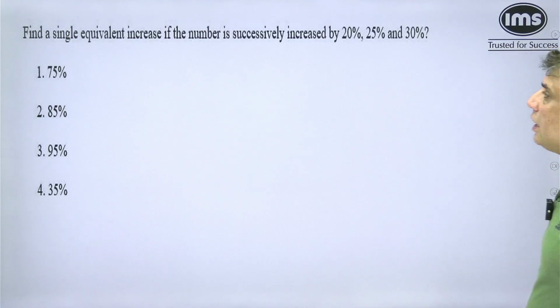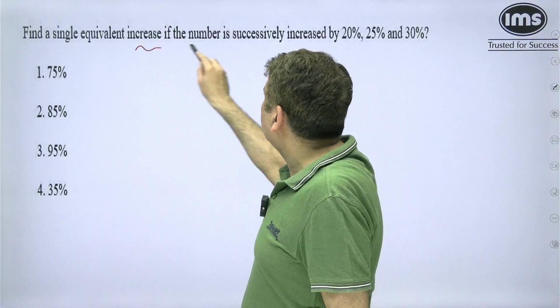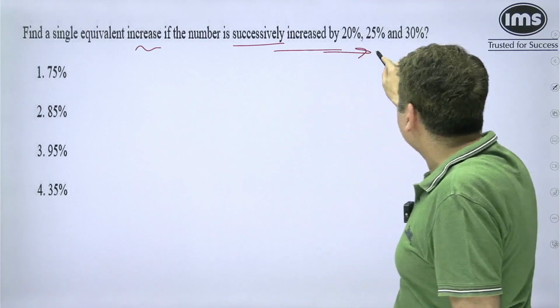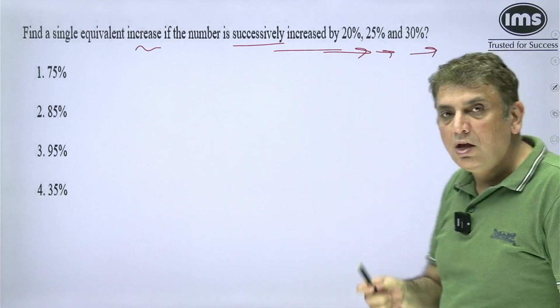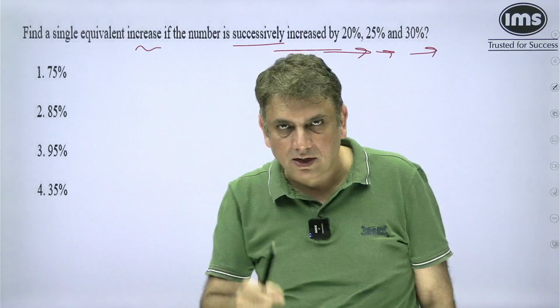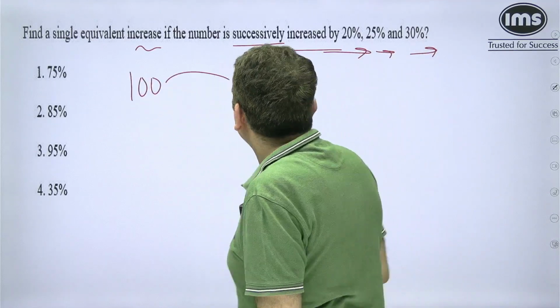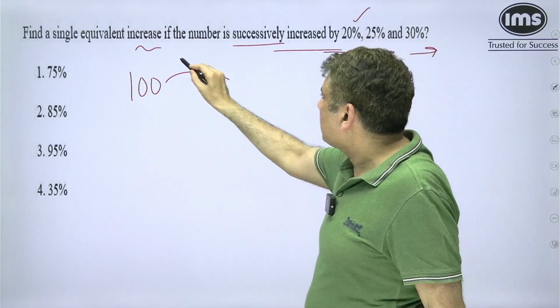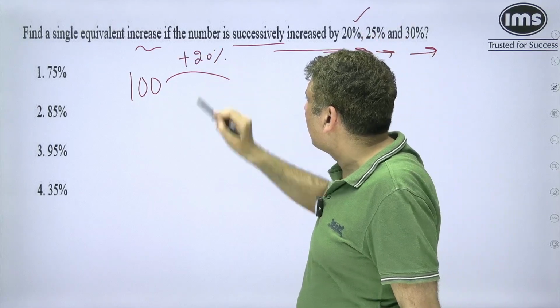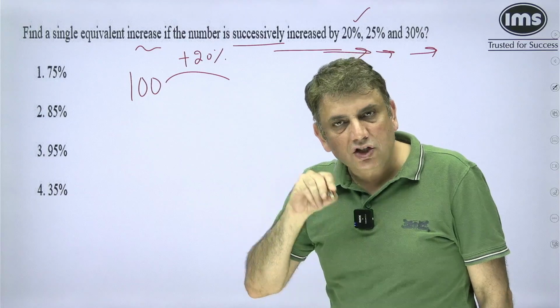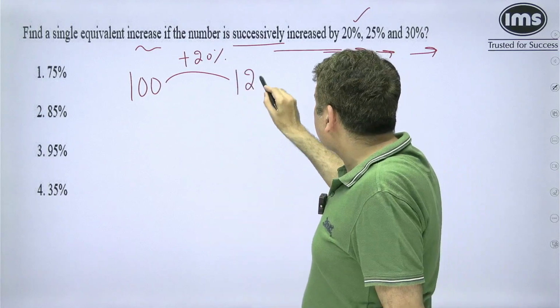Find a single equivalent increase if the number is successively increased by 20%, 25% and 30%. One method would be to suppose a number as 100 and keep on increasing it. So let's say the initial number is 100. We increase it by 20%, 20% of 100. 20% is 1 by 5. So 20% of 100 is 20. So the increased value is 120.